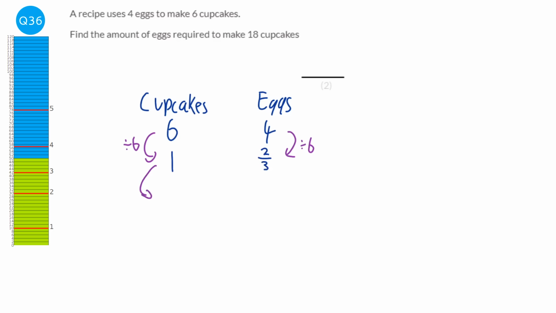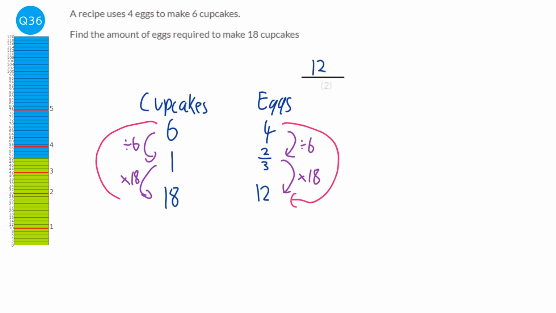And we're looking to make 18 cupcakes, so I'm going to times that by 18 on both sides. So for 18 cupcakes, 2/3 times 18 is going to be 12 eggs. So we're going to require 12 eggs. Something else we could have done to go straight there is just times the amount of cupcakes by 3, times the amount of eggs by 3.